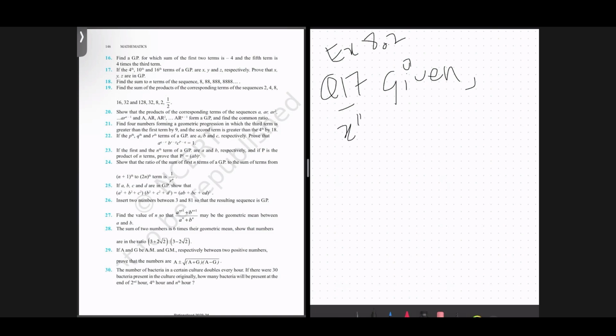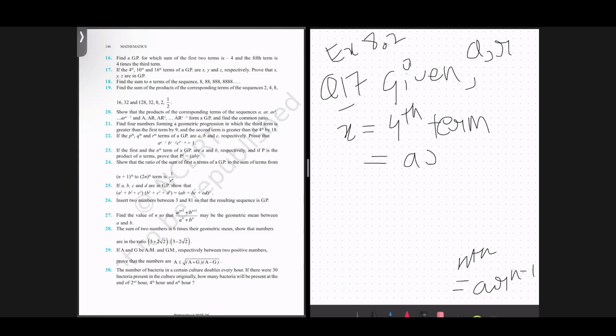X is denoted by the 4th term of a GP. Let us say the GP that we're talking about has the first term as A, and the common ratio of this particular GP is R. So how are we going to write the 4th term? The nth term of a GP is denoted by A R raised to the power n minus 1, correct? So the 4th term of the GP is going to be A R raised to the power 4 minus 1, and that is going to be 3, right? So X is equal to A R cube.